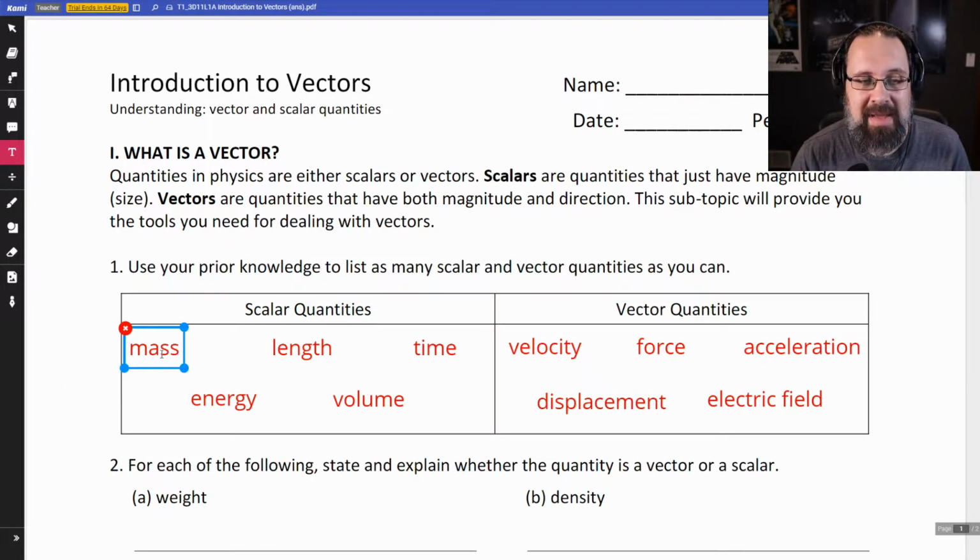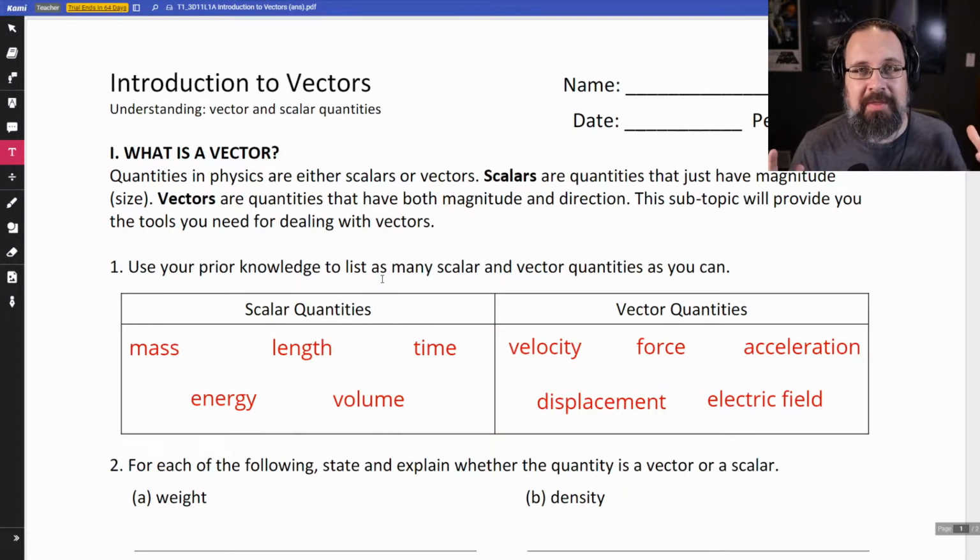Scalar quantities, I put mass, length, time, energy, volume. None of these quantities, if you were to measure them, would have anything to do with direction. You wouldn't need a compass to measure these quantities. It doesn't matter what direction, if it's north, south, east, west, time doesn't care. North, south, east, west, energy doesn't care. But for vectors, they do care.